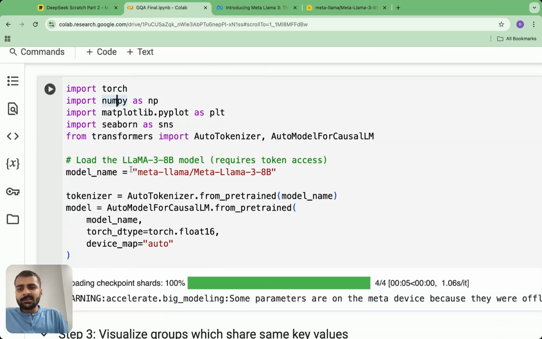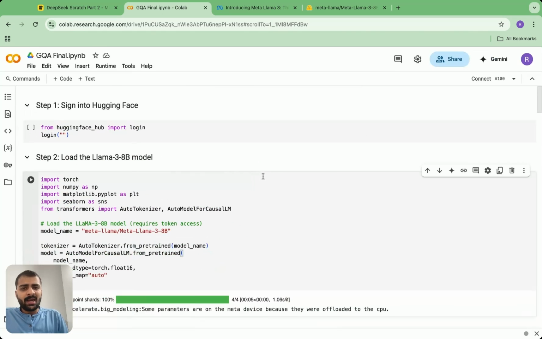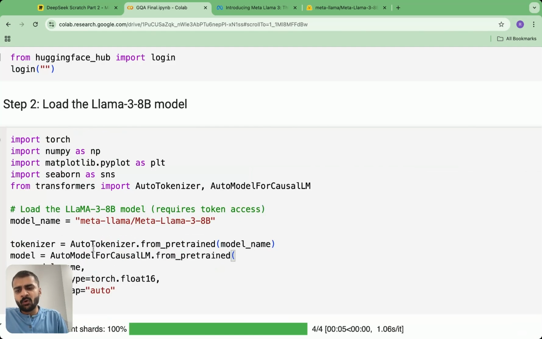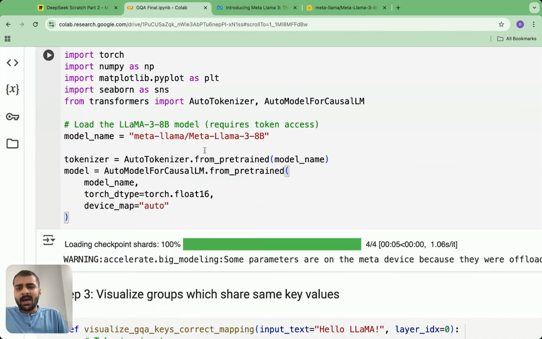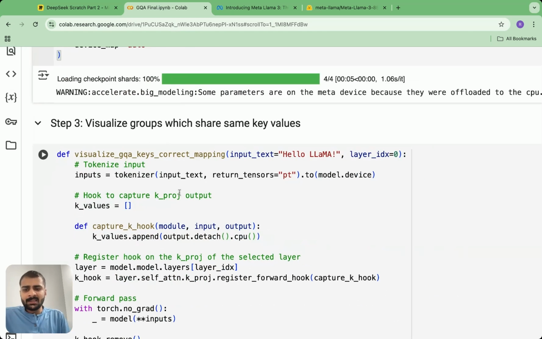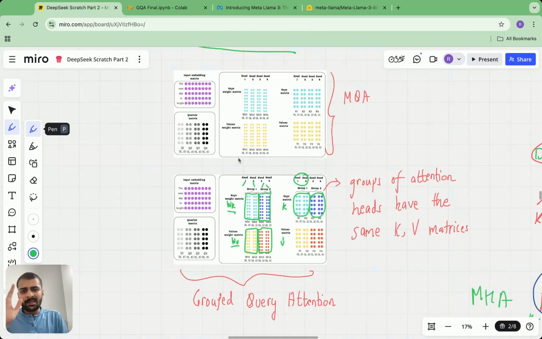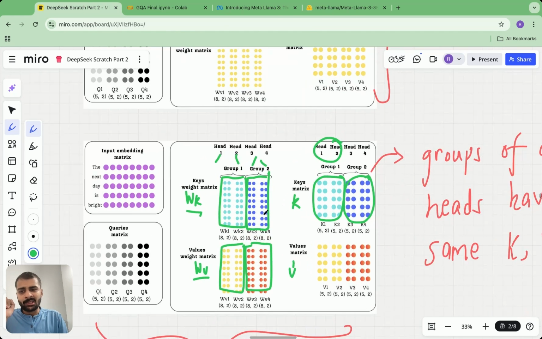Then what I do is download this model from Hugging Face. That's the first thing I do, and it does not take too much time. Although I ran it on an A100, it will also run on a T4 GPU. I downloaded it through Hugging Face, and then I wanted to visualize. First, let's look at the keys only. Let's worry about the values later.